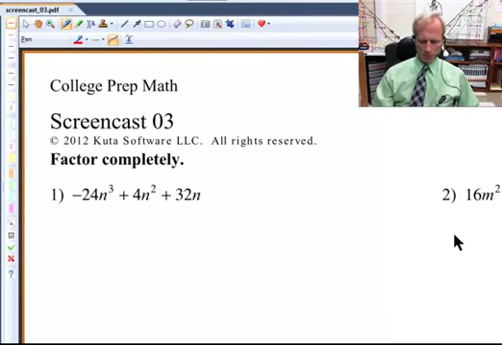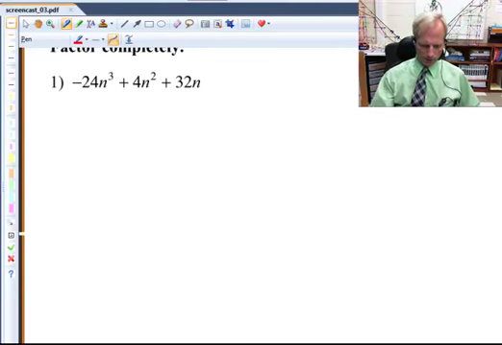Tonight I'm going to be solving some of the problems that you might see on tomorrow or Friday's quiz on factoring. So let's get to it.